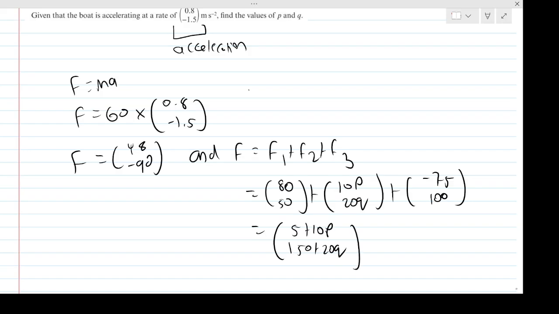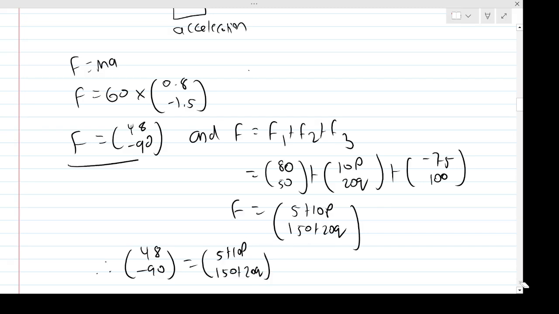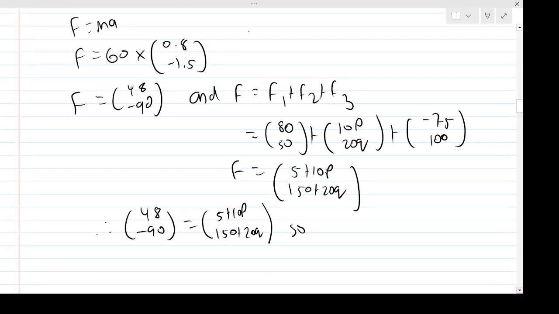Now, that's the resultant force, but due to F is equal to ma, we also saw that F is equal to 48 and minus 90. So we can say that 48, minus 90 is equal to 5 add 10p and 150 add 20q. Because they're both F, right? They're both the resultant forces, okay? And so at that point we can find p and q because we get these simultaneous equations.